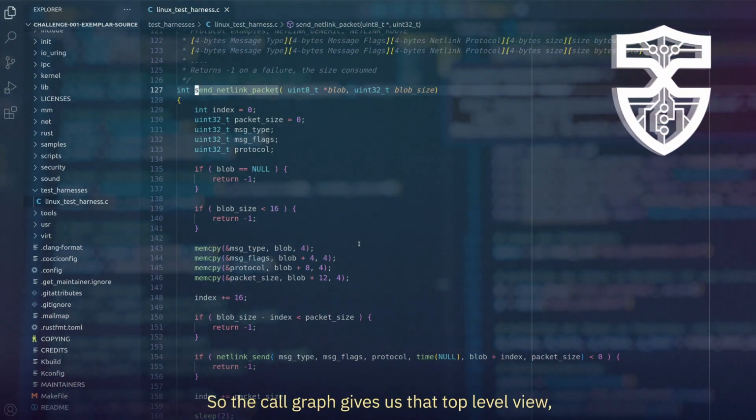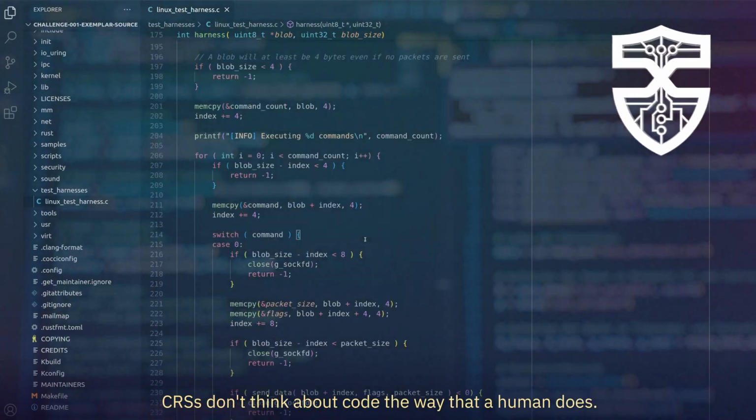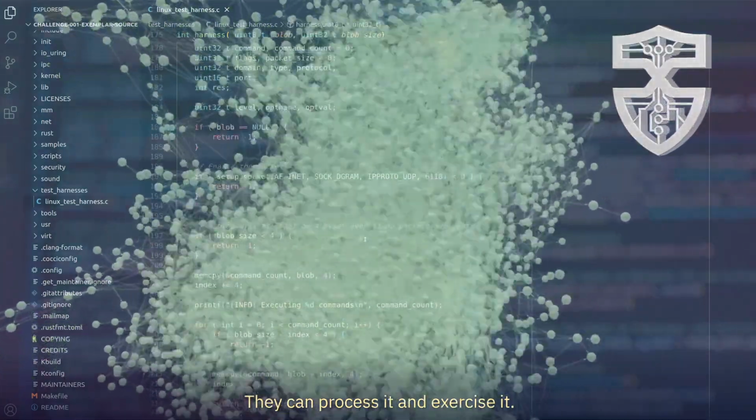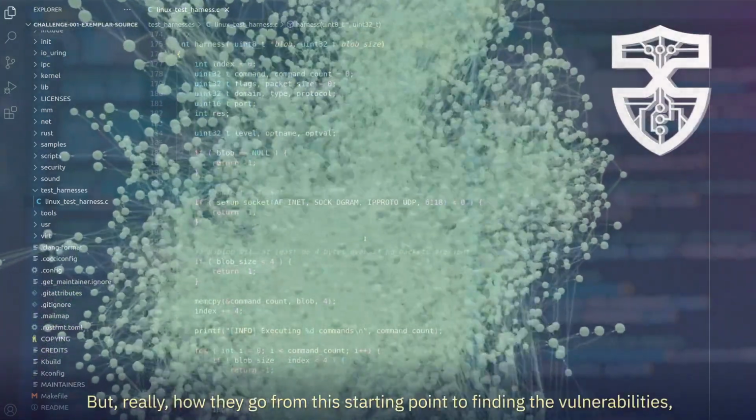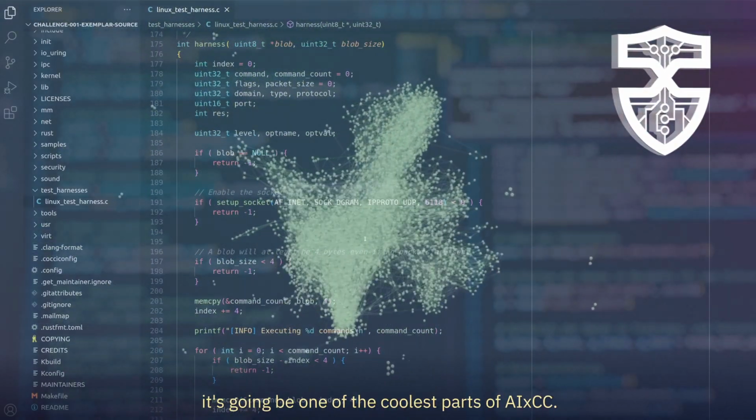So the call graph gives us that top level view. And it's really interesting because CRSs don't think about code the way that a human does. They can process it and exercise it, but really how they go from this starting point to finding the vulnerabilities is going to be one of the coolest parts of AIxCC.